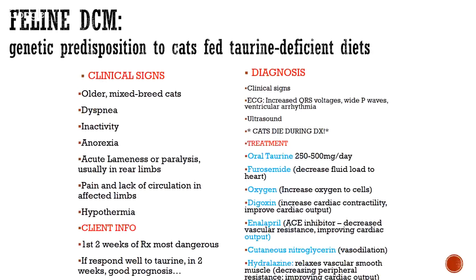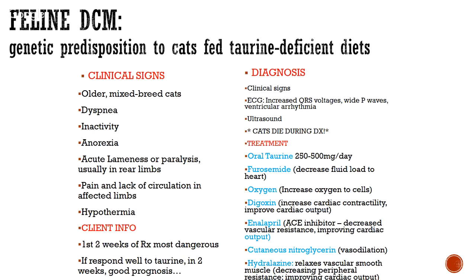Now, feline dilated cardiomyopathy, it is not common in cats. There's a genetic predisposition in cats that are fed taurine deficient diets. We see this in older mixed breed cats. They show signs of dyspnea. They'll be open mouth breathing, which we should never see cats do. They should not be panting. Inactivity, they will just lie there on their sternum, typically with their feet tucked under them because their feet get really cold, because there's poor circulation.